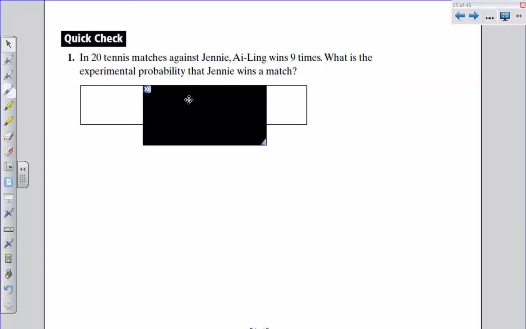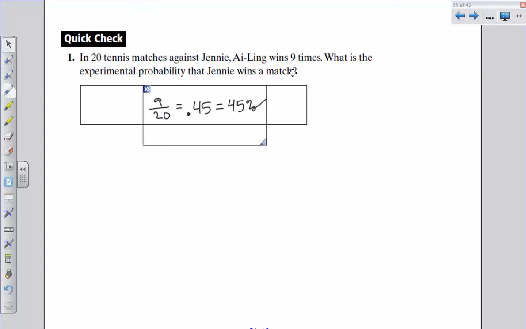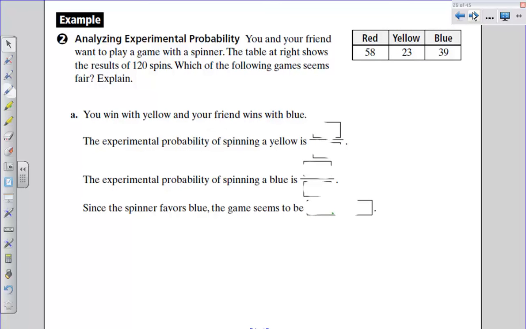Alright, let's see what our answer is going to be here. We should have a fraction of 9, because we're looking at Jenny winning the match. So she wins 9 times, so that's my numerator. Total number of times is 20, so that's going to be 9/20, or 0.45, or 45%.